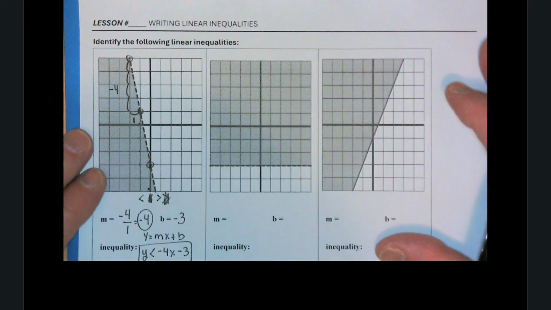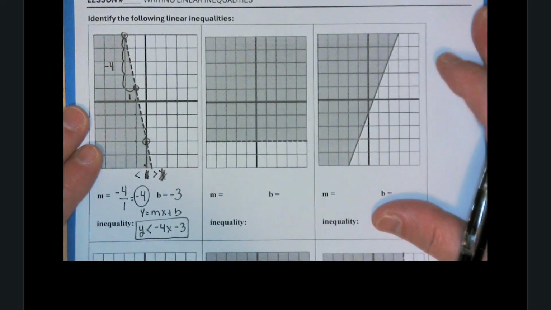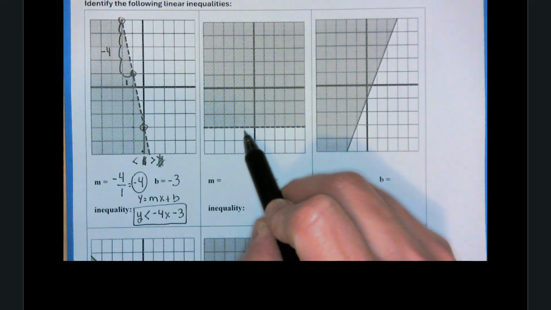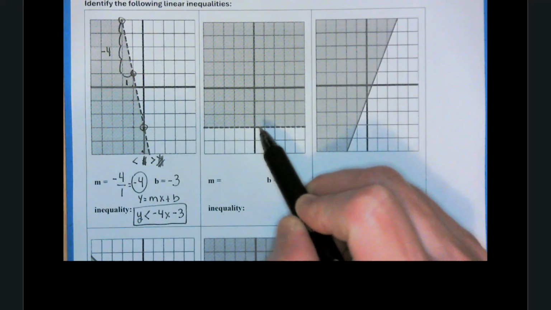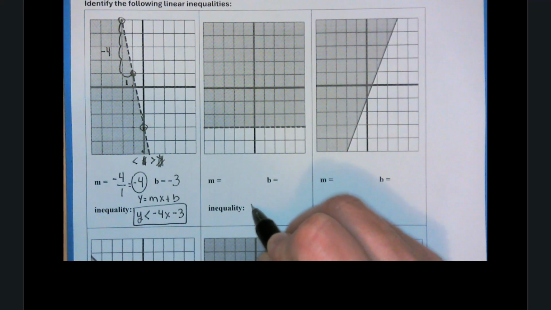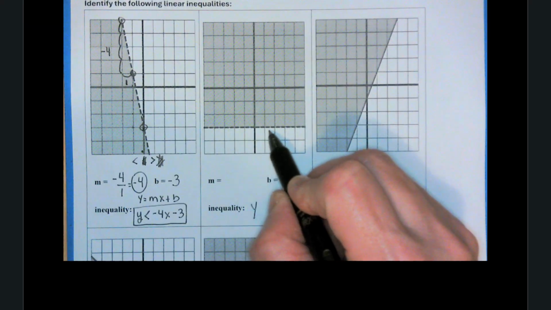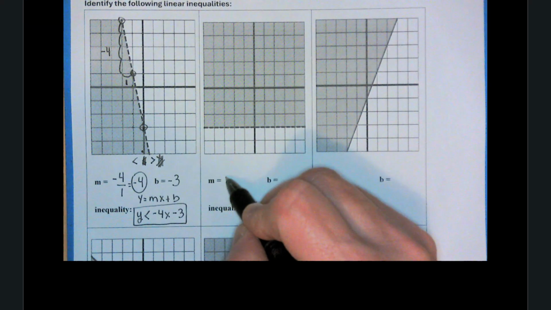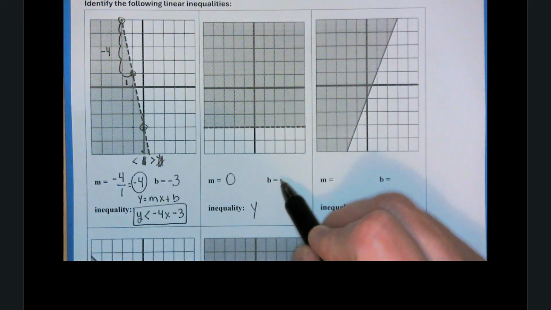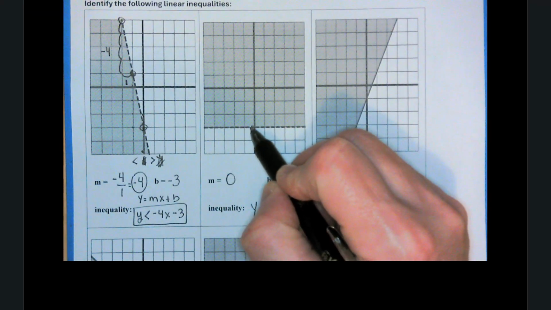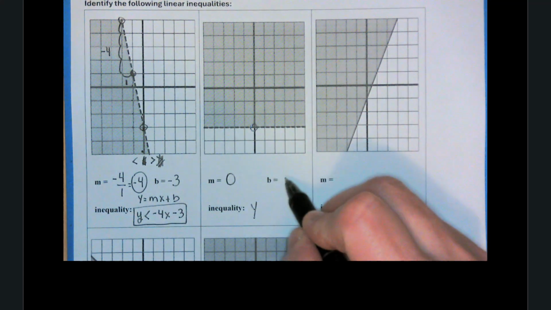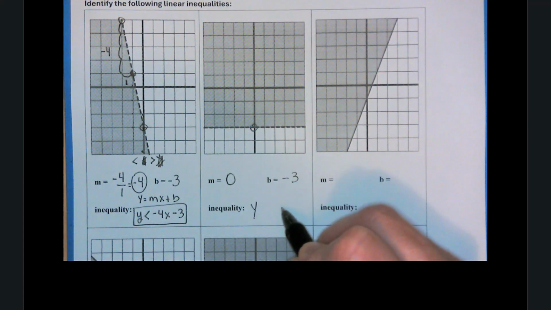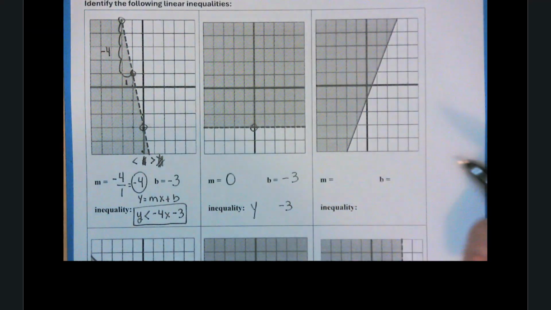All right, let's look at the next problem right here. One thing I noticed is that this is a horizontal line, and it crosses the y-axis. So I know it's going to start with y, okay? I know that the slope of a horizontal line is 0. What is my y-intercept? My y-intercept is right here, which is at 1, 2, 3, negative 3. So this would be y negative 3.